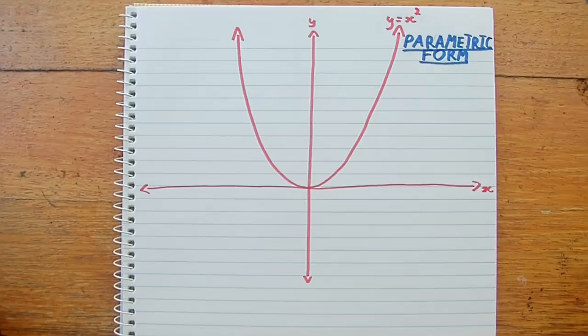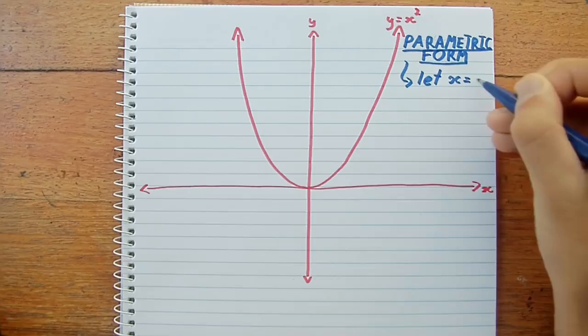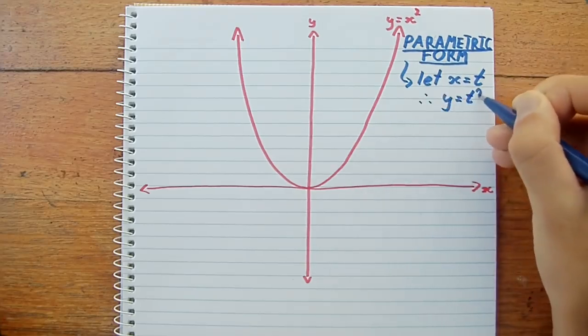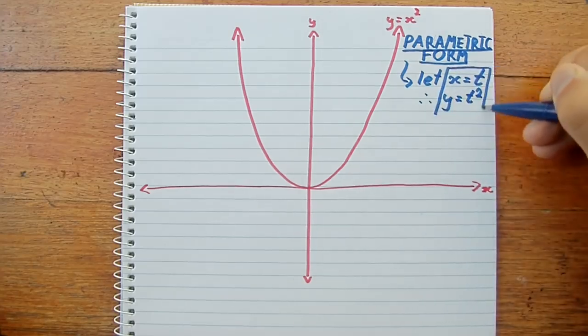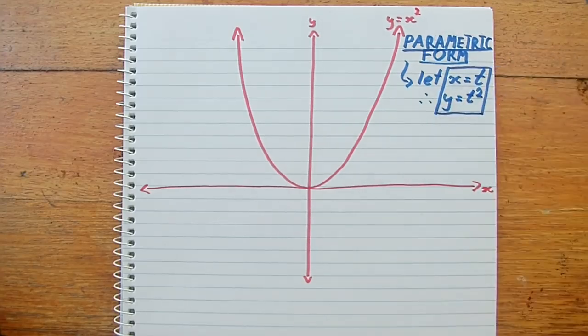All you do is introduce a new variable like x and y, usually called t, and you express x and y in terms of that single variable t. For example, y equals x squared, so if I let x equal t, then y must be equal to t squared. Therefore, the parametric form of y equals x squared is x equals t and y equals t squared.